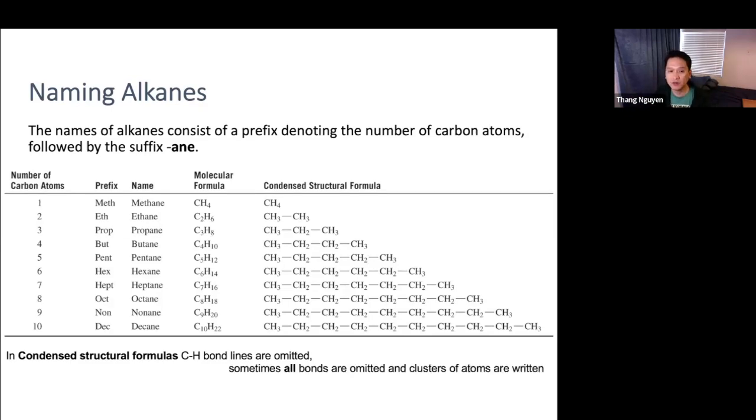Another way sometimes people write it is that all of the bonds are omitted, and we just see clusters of atoms. So we omit all of these bonds too. We just assume, of course, that they're connected, that the carbons are connected. So we just write CH3, CH2, CH2, CH2, CH3. That's an even more condensed form of that formula. And the most condensed form you can have is just the molecular formula, which isn't very helpful because it doesn't tell you how things are connected, just how many atoms there are in that molecule.